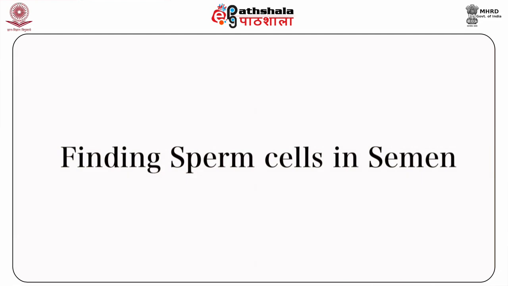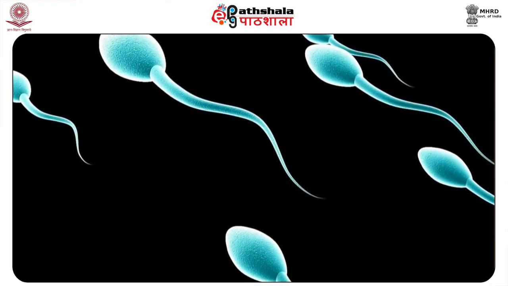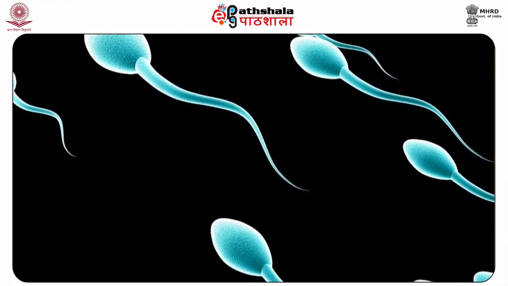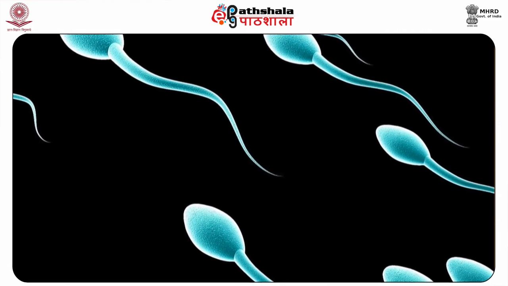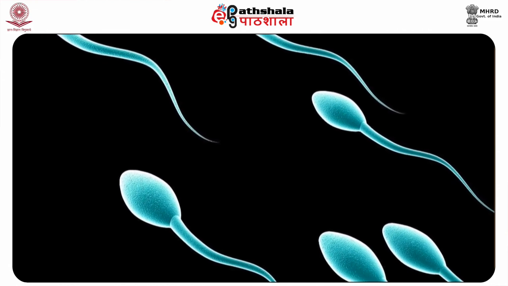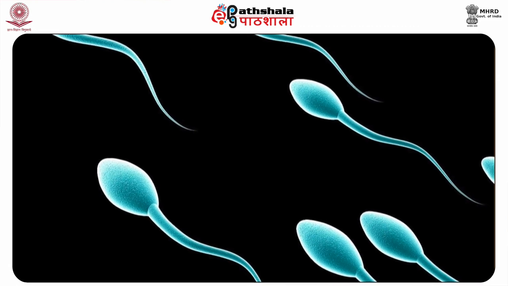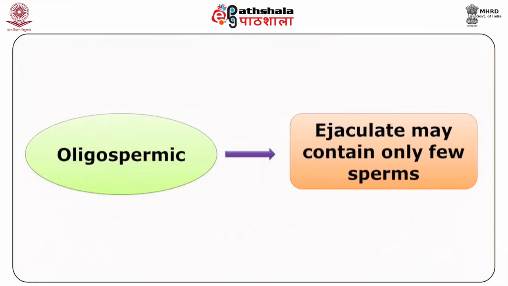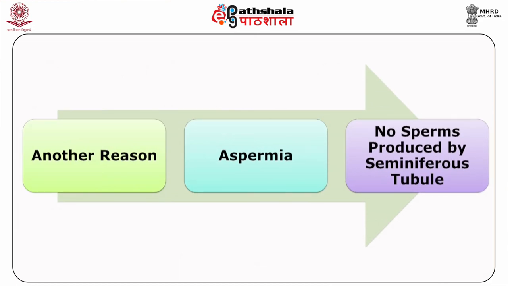Finding sperm cells in semen. The identification of one or more sperms is a conclusive proof of the presence of semen. However, there are difficulties in the identification of sperms due to several reasons. If a criminal is oligospermic, then his ejaculate may contain only a few sperms. Another reason could be the condition of aspermia, where no sperms are produced by the seminiferous tubules of the testis.